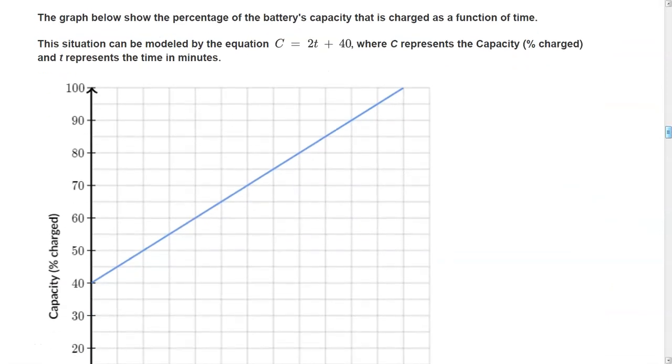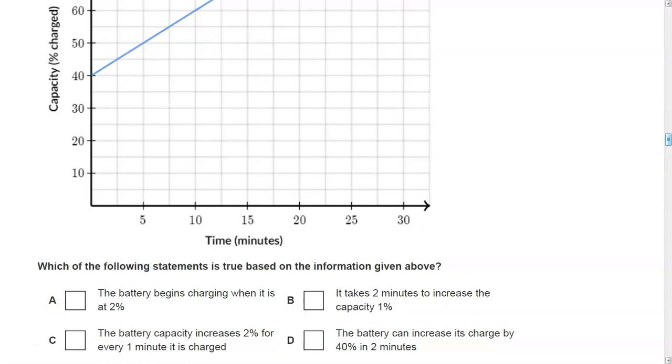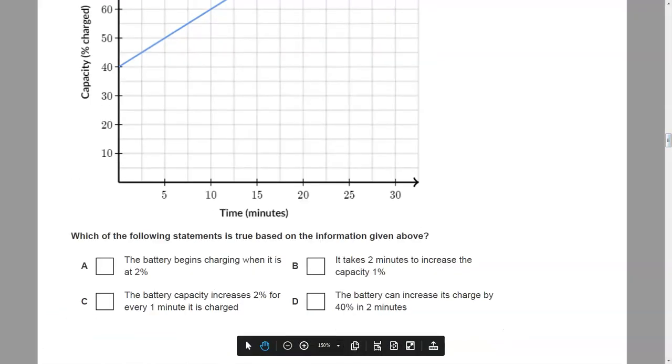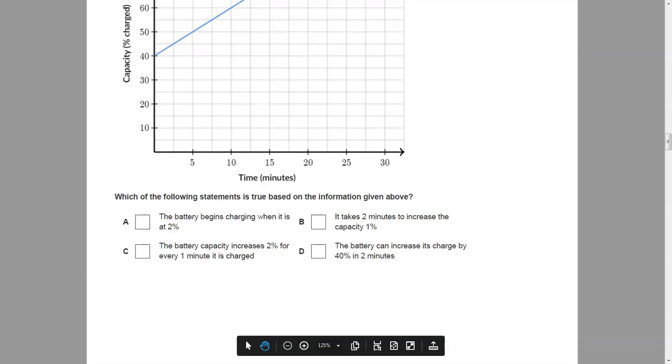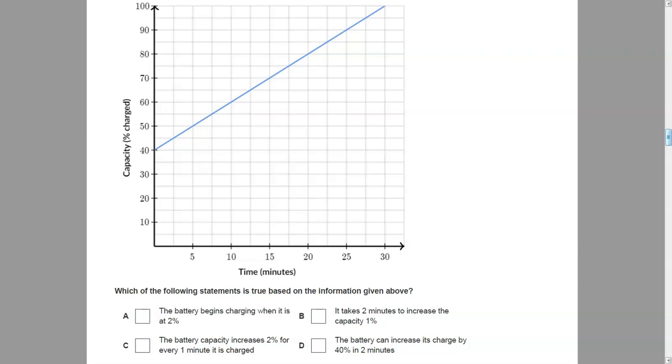Question 5. The graph below shows the percentage of the battery's capacity that it is charged as a function of time. The situation can be modeled by an equation, C equals 2t plus 40, where C is the capacity, the percentage, and T represents how many minutes. Looking at my chart here, I'm going to have to shrink this problem down a little bit because it's awful big. That way we can see all of our choices and all that good stuff.